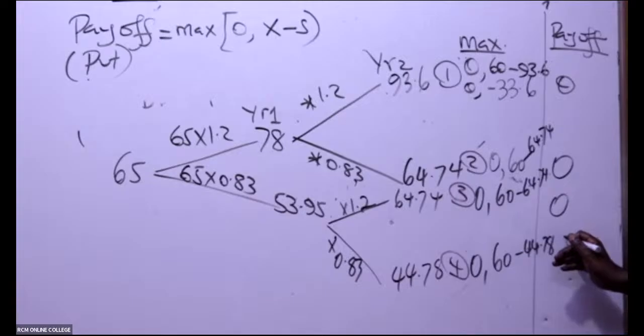which somebody has been able to tell me, Mwalimu, here now we have a positive. If I'm going to profit, I would rather go for the profit than 0. So in this case here, they have been able to give me 15.22.